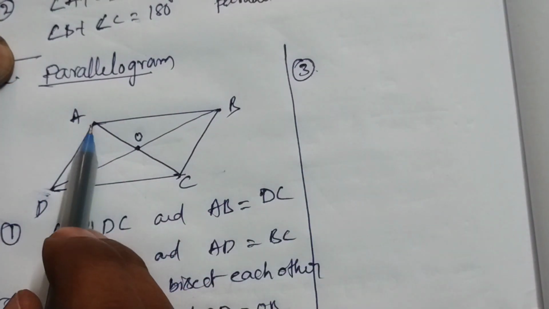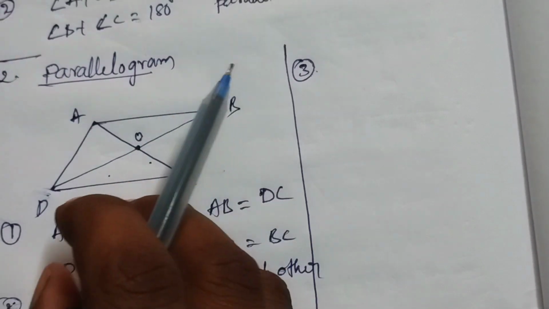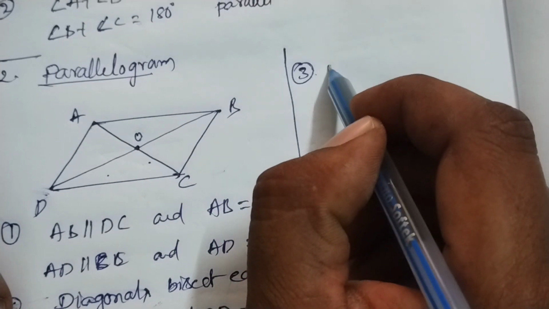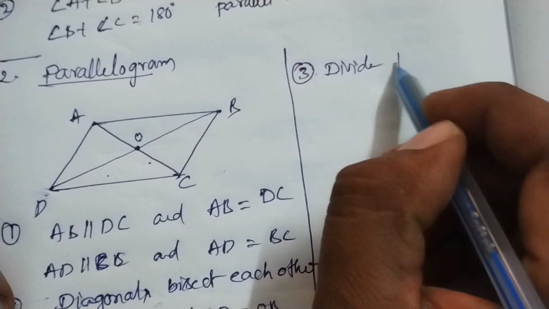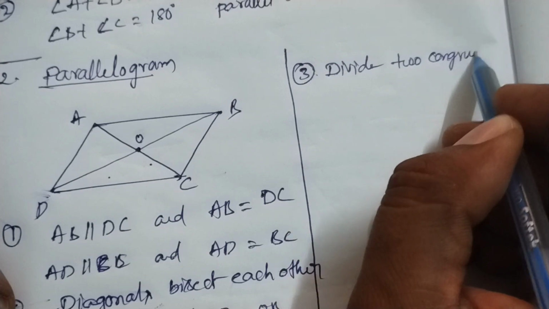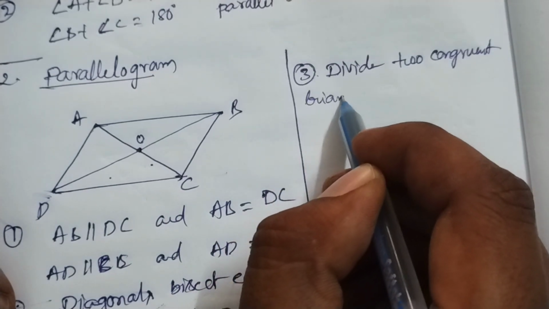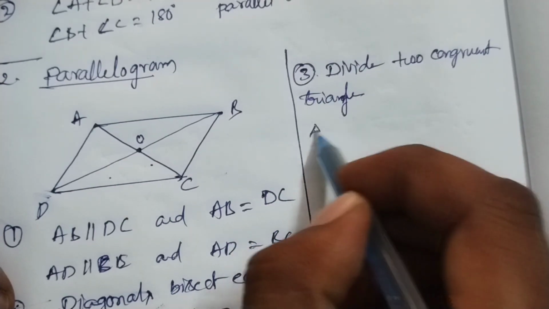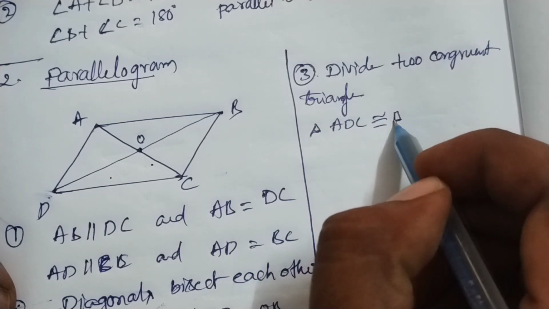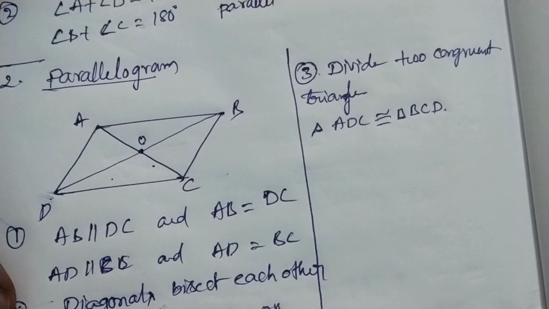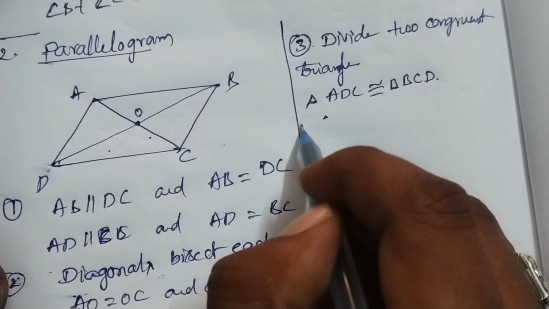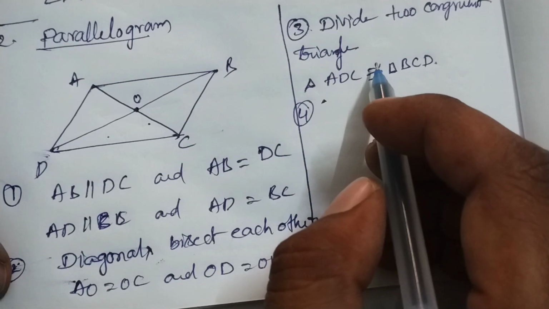Next, each diagonal divides the parallelogram into two congruent triangles. For example, triangle ADC is congruent to triangle BCD, or we can take another pair of triangles. These two are congruent.